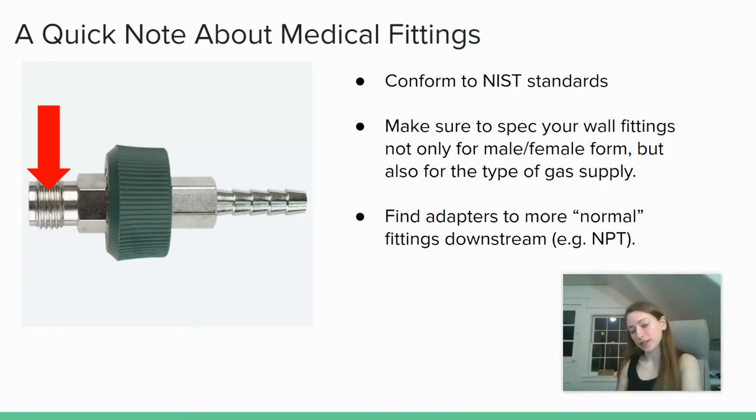So when you're speccing these wall fittings, you need to look for not only the male or female form of the fittings, but also spec for the specific type of gas supply that you're working with. And downstream from there within your device, you can find adapters that connect to more normal fittings, like NPT fittings, which are more common for general piping applications.